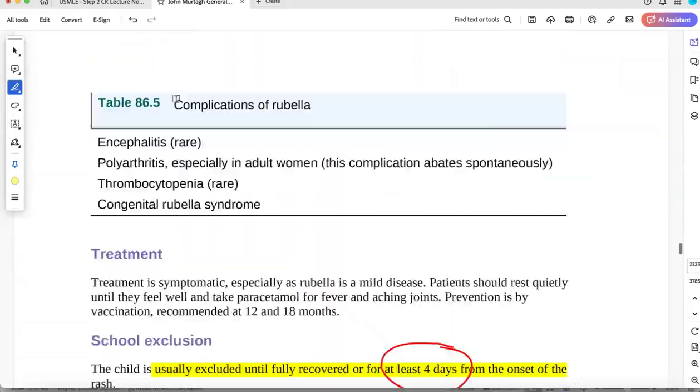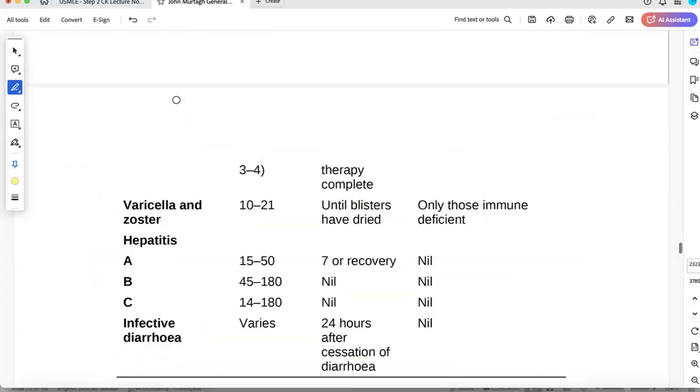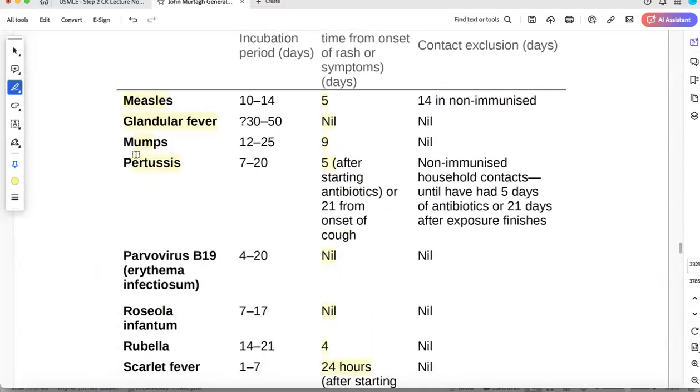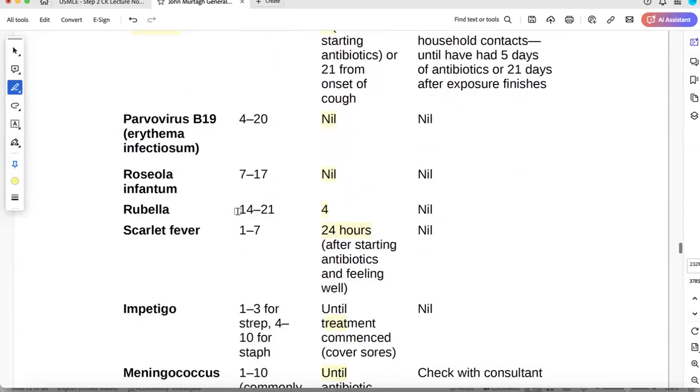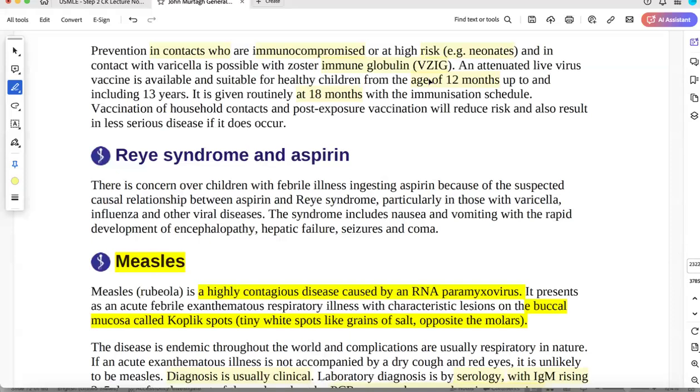All right, so let's take a 10-minute break, guys, and then we will start with the rest of it. Thank you. Go through this table and it will give you a good idea. So you can see measles 5 days. No, sorry, it is not 4 days. Measles is 5 days. Mumps 9 days. Pertussis was 5 days after starting the antibiotic. So go through this chart once you finish this and it will make a lot of sense. Yeah, strawberry tongue can be in both scarlet fever and Kawasaki. Thank you. 10-minute break, guys.